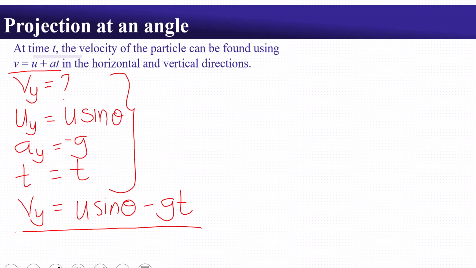If I want to get the velocity in the x at any time t, remember here we are considering vertical motion. So here for the x we are going to consider the horizontal motion. Let me write it.